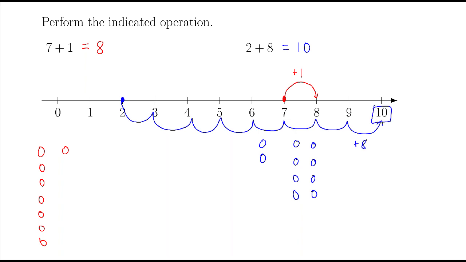Again, notice where we landed. We landed at 10. Okay, so we can look at this two different ways. We can actually count the quantities that are being put together, or we can just look at a point on a number line and shift it to the right or to the left, moving it to the right or left, however many spaces are indicated by the problem.